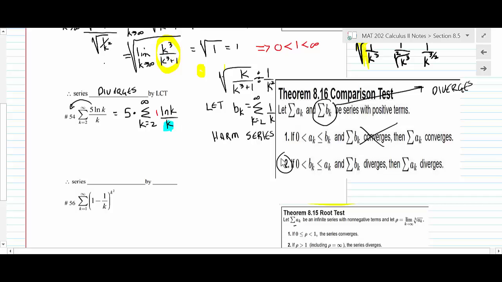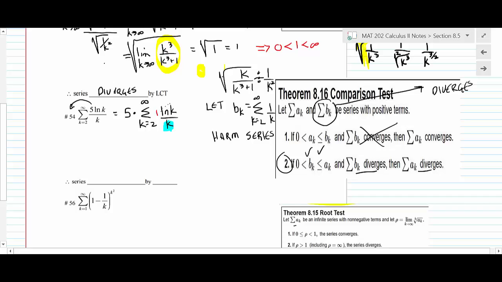So what are we looking for? We're trying to show that b sub k is less than or equal to a sub k. If it is, then since b sub k diverges, so does a sub k. So again, I'm doing exactly what that test tells me to do. That's what you've got to do. All right, so let's do that. I'm not going to worry about the 5 or anything, so I'm just going to do this.